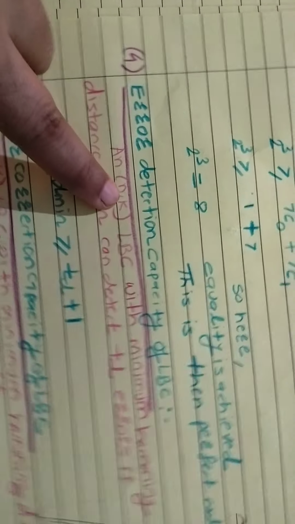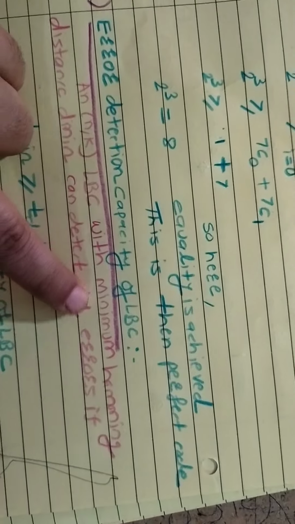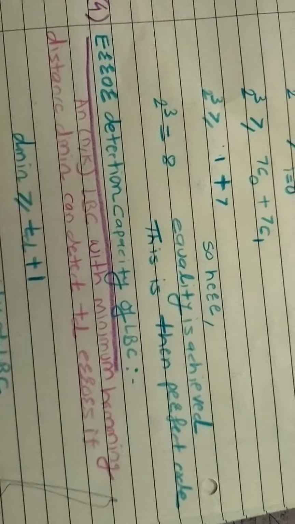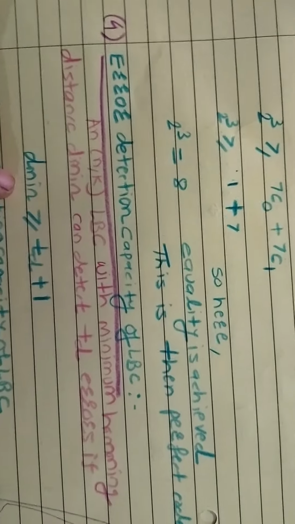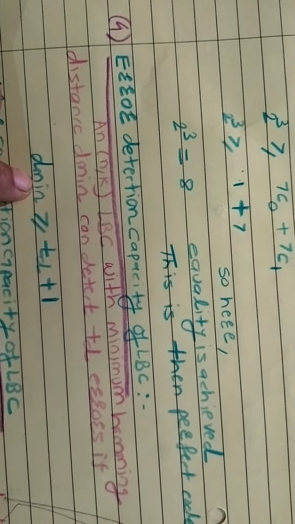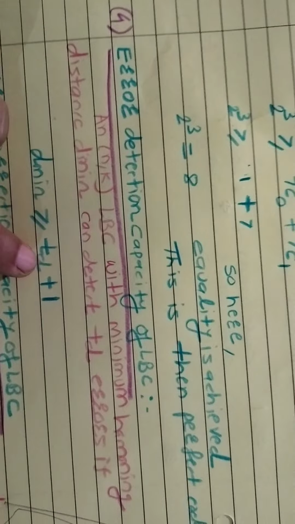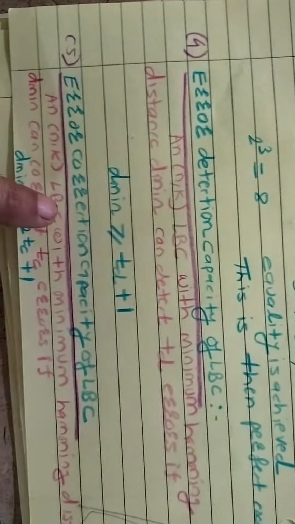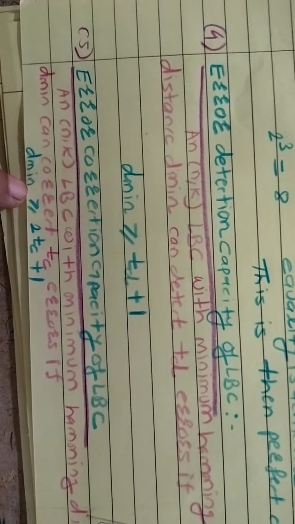So what is the error detection capacity of the LBC? An (n, k) LBC with minimum Hamming distance d minimum can detect td errors if d minimum is greater than or equal to td plus 1. So this is the condition for the Hamming distance d minimum for LBC. And for the error correction capacity of LBC, that is d minimum is greater than or equal to 2tc plus 1.